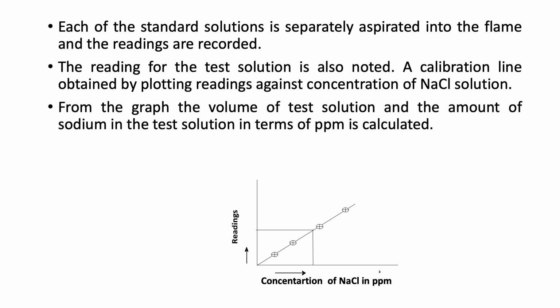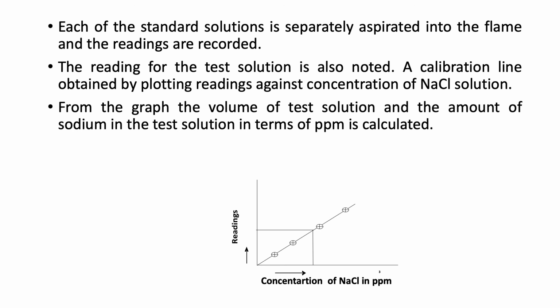Now how do we determine the concentration of our unknown solution? We measured the emission from the flame photometer by aspirating our test solution also. We don't know the concentration of our solution, but this may be the emission value of our unknown solution. Draw a line from here until it meets this curve, and draw another line down. This is the concentration of your unknown solution.